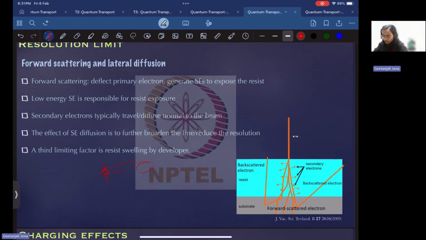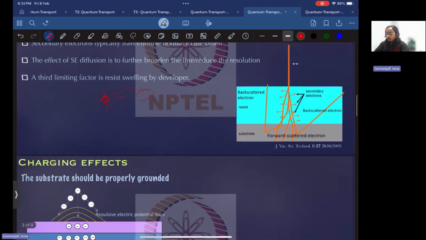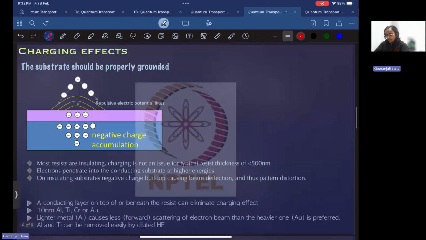This is because the secondary electrons diffuse by scattering with other scattering centers. Because of this lateral diffusion of the secondary electrons, the feature size will now become different. So the resolution limit for electron beam lithography is mostly decided by the lateral diffusion as well as the forward scatter. So this is about the resolution.